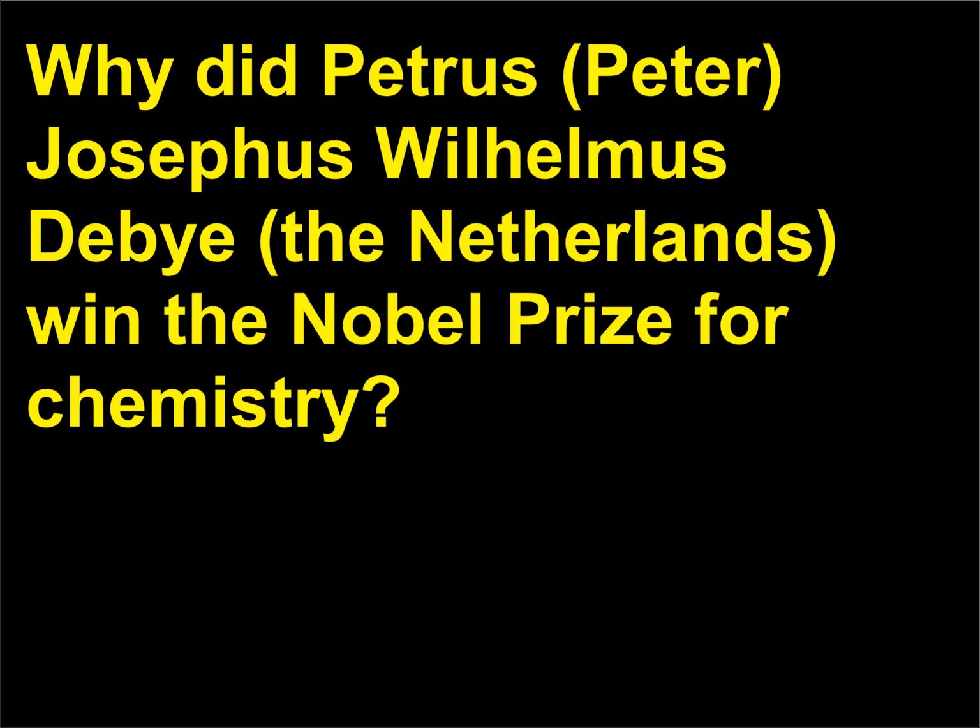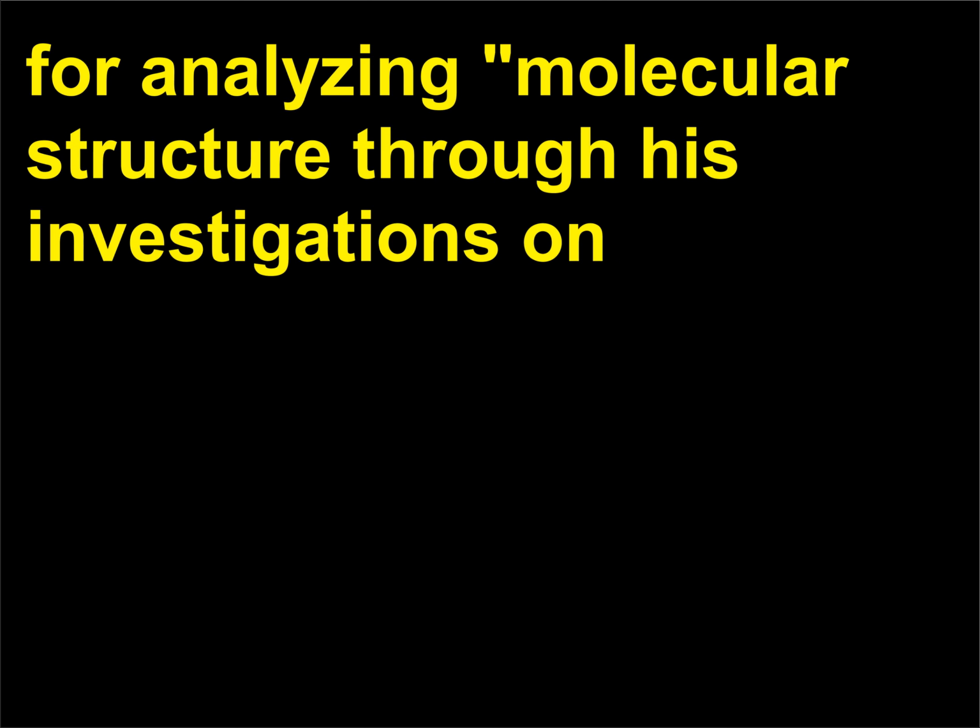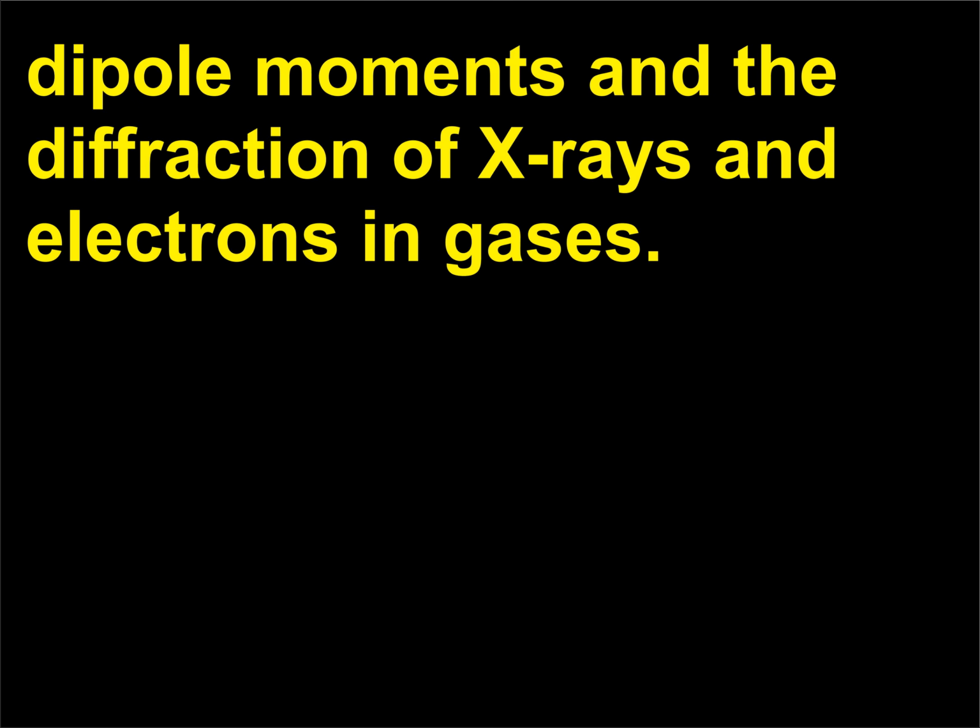Why did Peter Josephus Wilhelmus Debye, the Netherlands, win the Nobel Prize for Chemistry? For analyzing molecular structure through his investigations on dipole moments and the diffraction of X-rays and electrons in gases.